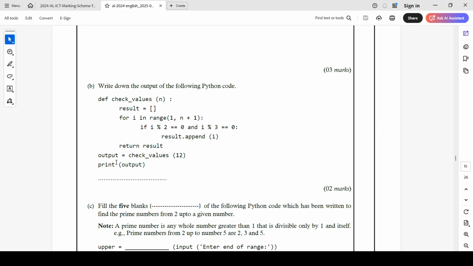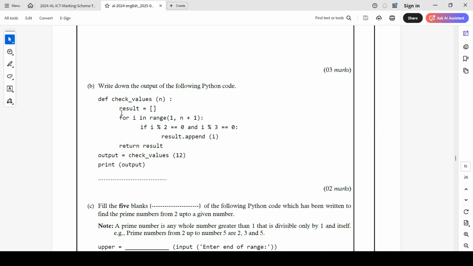So they want to print the output, and what does the output mean? Output is equal to check values. Here is the function check values, and in brackets they have given the number. So define check values, and coming to the question, check values in bracket n. These are the same, so n is equal to 12.